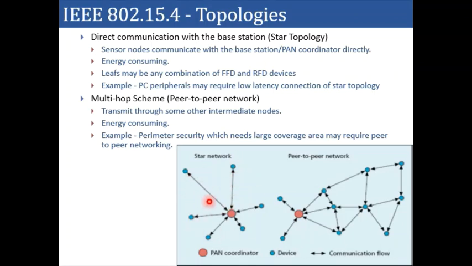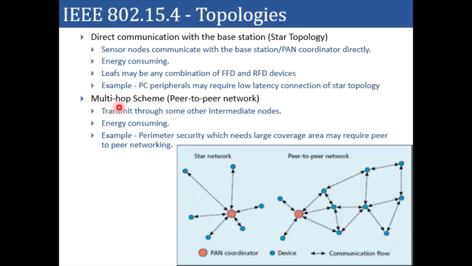So in case of star topology, we can have a combination of FFD and RFD. PAN coordinator is essentially to be an FFD device. Now, example of these kinds of topologies, the simplest example is the PC peripherals, which may require low latency connection of star topology.